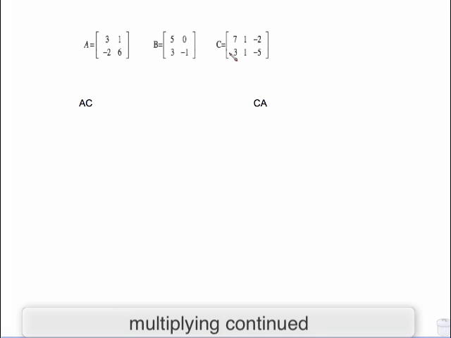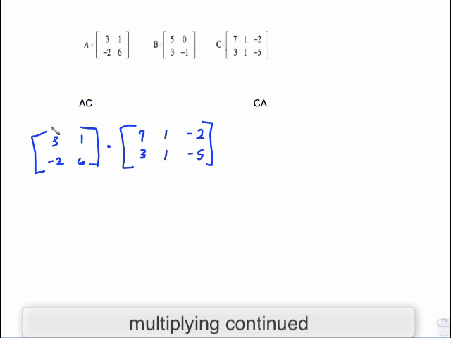A, B, and C again, it's the same product. I just had to recopy it so it would be in front of us. Now to do AC, this is 3, 1, negative 2, 6, times C, which has a different dimension. So let's check this out.